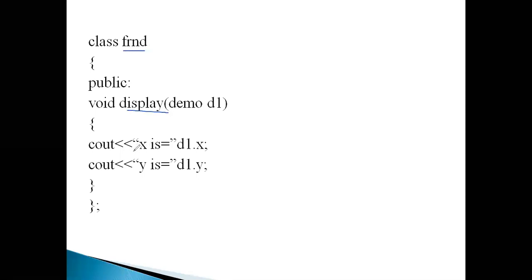In the display function, I am displaying the x value and y value, d1.x, d1.y, where d1 is nothing but the object of the demo class. With that d1, I am asking for the values x and y, and these x and y are in the class demo. So from this friend class, I am asking for x and y, and at last I am closing the class. This is nothing but a friend class.